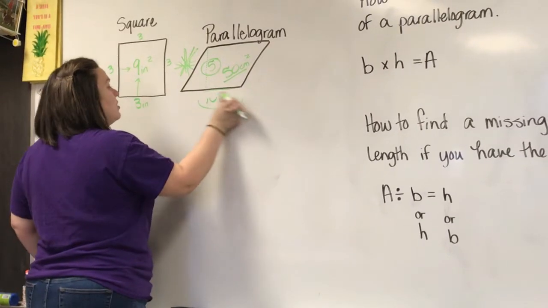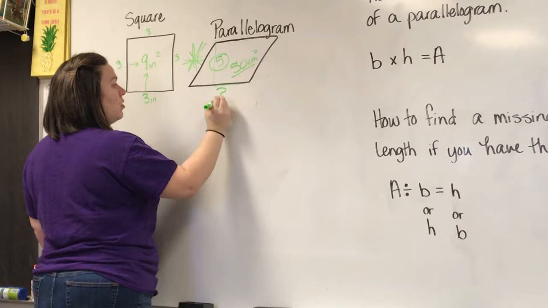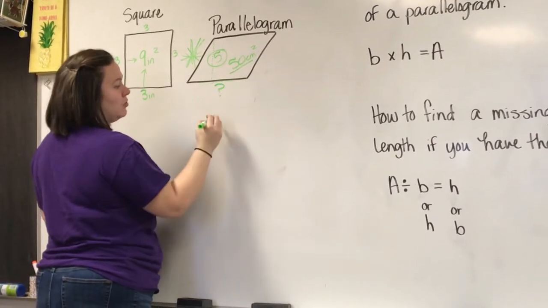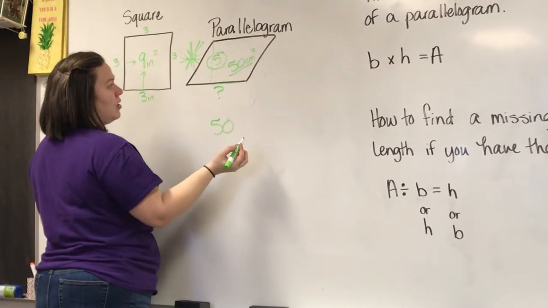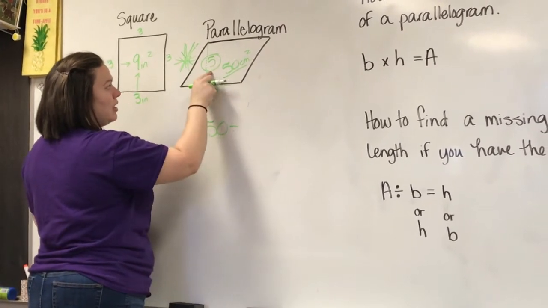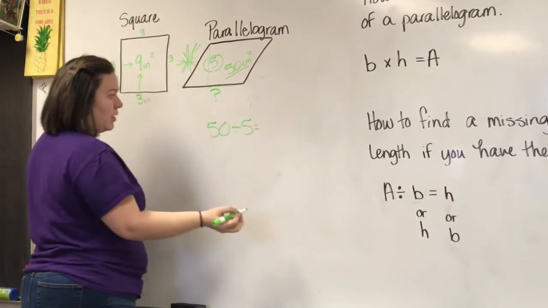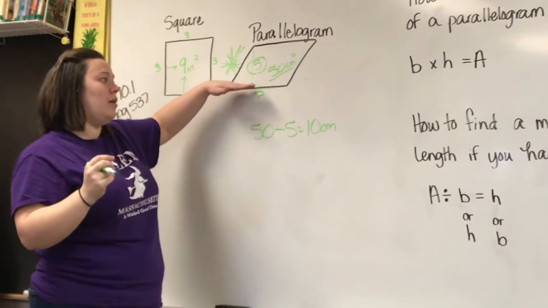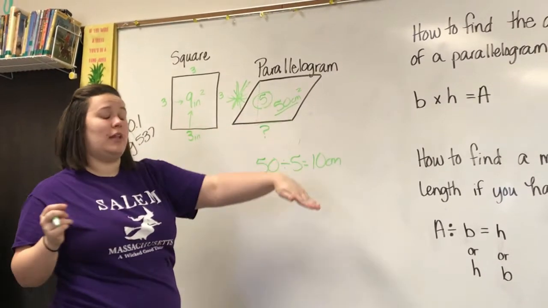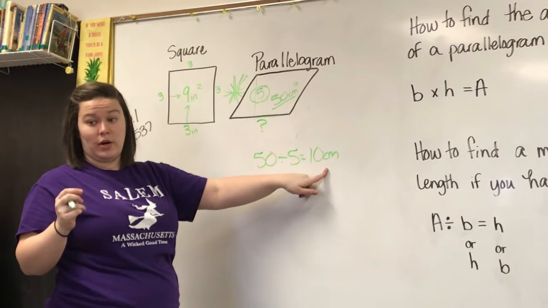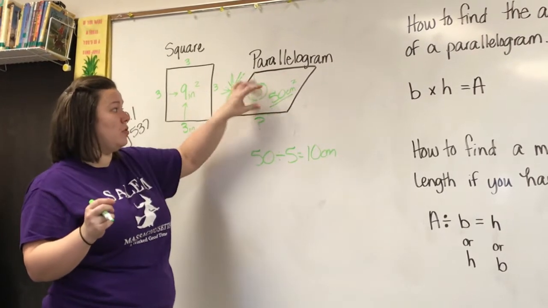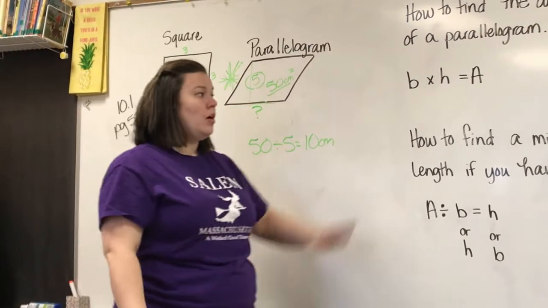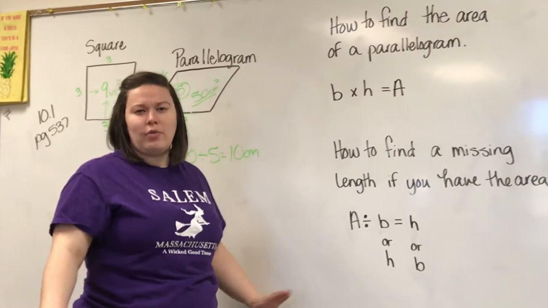So let's just pretend I don't know this. Okay? I would take my area, 50 centimeters squared, divided by what's given to me, will give me my missing length, which is 10 centimeters. When you're talking about just a flat length, it does not get a squared. The only time it gets a squared is if you multiply the two numbers together and you're talking about the area that's in the middle. Okay? These notes, super important. I would write them down.